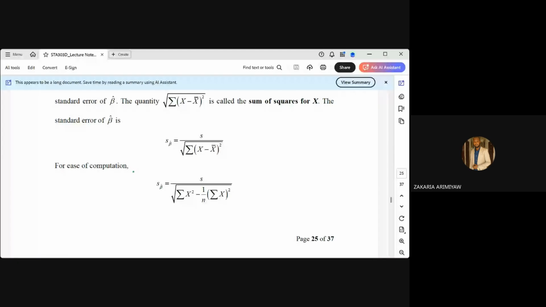Okay, so let's consider an example to illustrate the use of the formula, how we can implement it. We again consider example 34. We want to calculate the standard error of what? Beta cap.